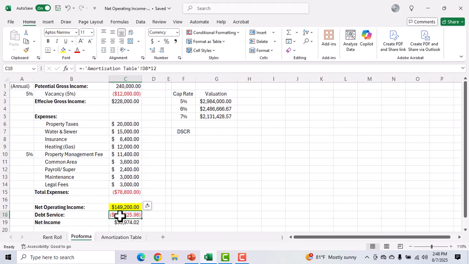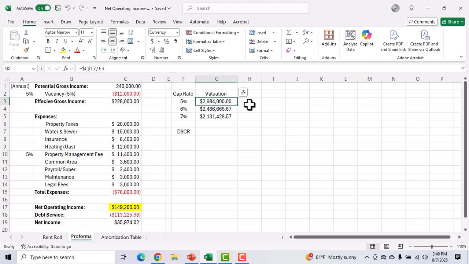Now, the way we come up with our debt service amount is we take our net operating income and then we want to go ahead and cap it. And when I say cap it, what I mean is we're going to apply our local market's cap rate. So for this example, I have a cap rate of 5%, a cap rate of 6%, and then a cap rate of 7%.